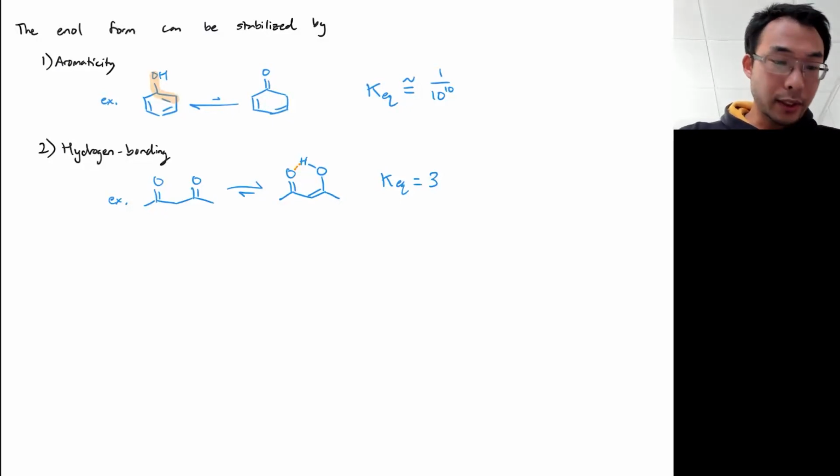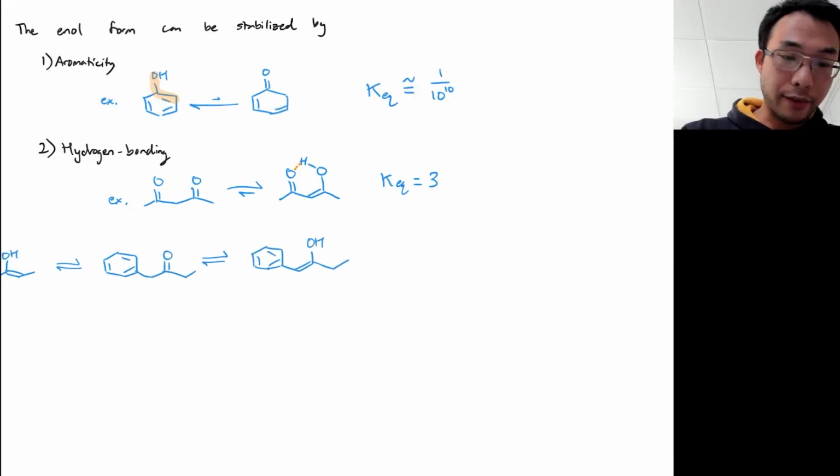Another thing that you might notice here is that by going to the enol form on one side, you actually get more conjugation, right? Because now we delocalize the carbonyl on the left with the enol, and that is indeed another factor.